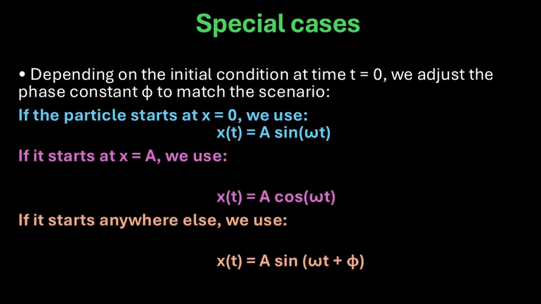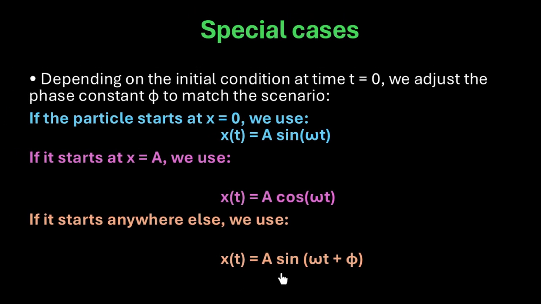Now, what are the special cases? The general equation is x(t) = A sin(ωt + φ). But if the motion is starting at x = A, we use x(t) = A cos(ωt) specifically. If the motion is starting at x = 0, we use x(t) = A sin(ωt). What's the criteria? Depending on the initial condition at time t = 0, we adjust the phase constant φ to match the scenario.